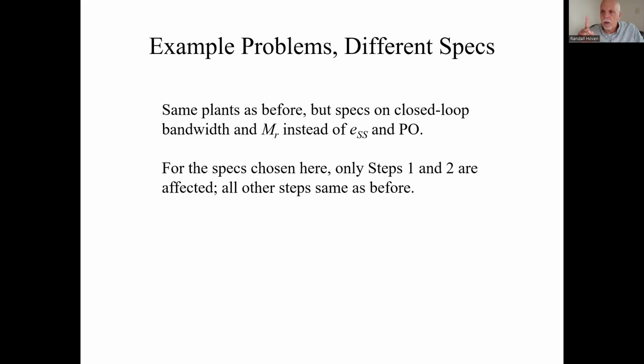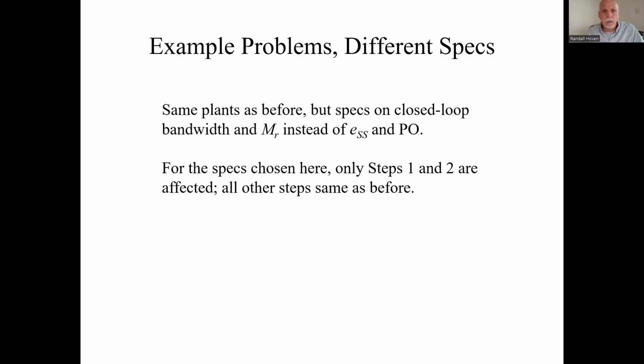The steady state error spec led to a K naught. And the peak overshoot spec led us to a phase margin requirement. Once you had a phase margin requirement, we had steps to do everything else to find the pole and zero of the controller. So once you have a phase margin spec, everything else is the same.